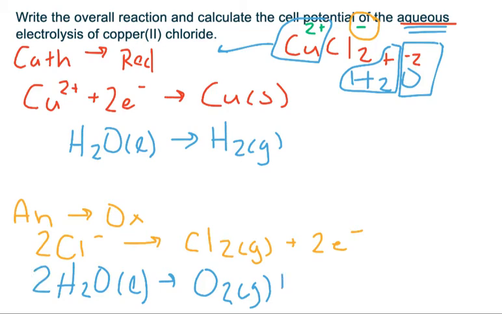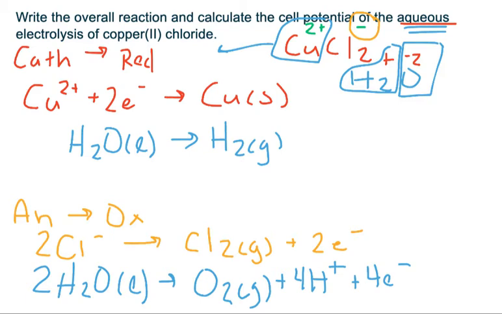Then we need to balance the number of hydrogens by adding hydrogen ions. We need 4 hydrogen ions on the product side. And then lastly, we balance the electrons. We need 4 electrons over here to make sure we have the same charge on both sides of the reaction. So we balance that by the acidic method, and that makes perfect sense at the anode. Now at the cathode, I'm going to show you why.